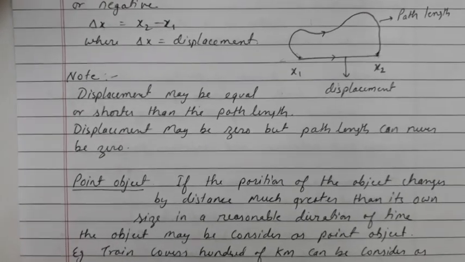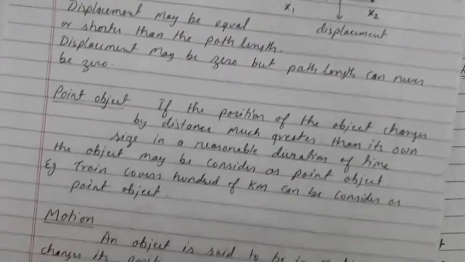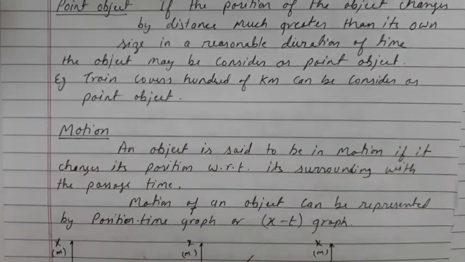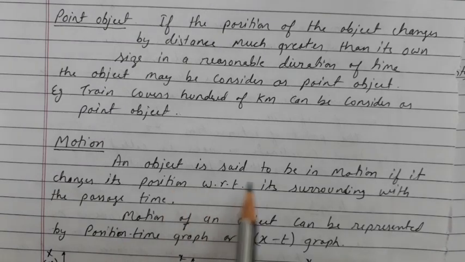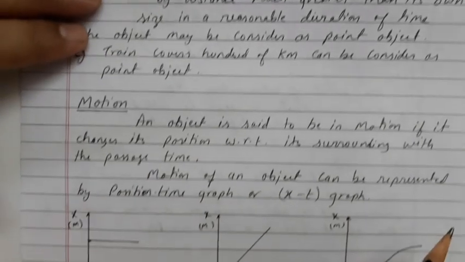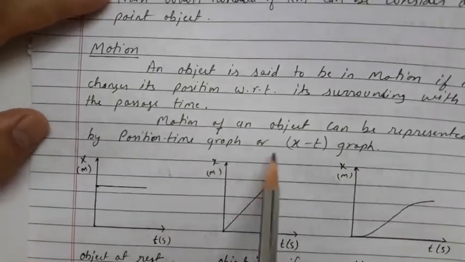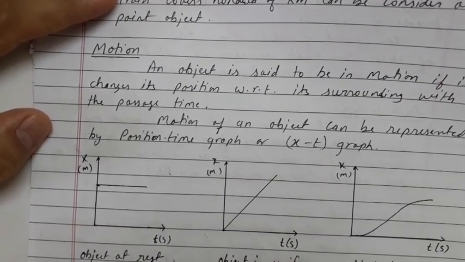Okay, now comes the motion. What is motion? The object is said to be in motion if it changes its position with respect to its surrounding with the passage of time. Time is passing, and at the same time the object is changing its position with respect to the surrounding, so it will be considered in motion. Now how can the motion be represented? Motion can be represented by the position-time graph or x-t graph. This is also known as the x-t graph.